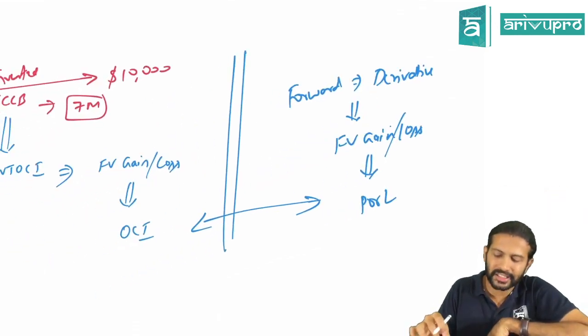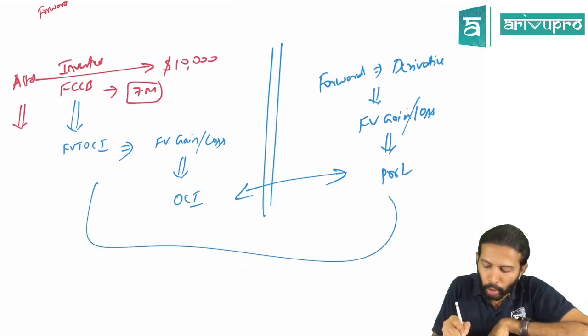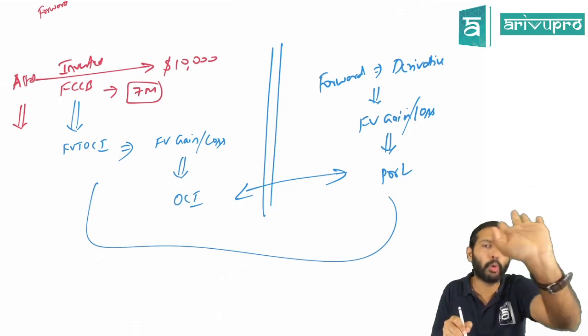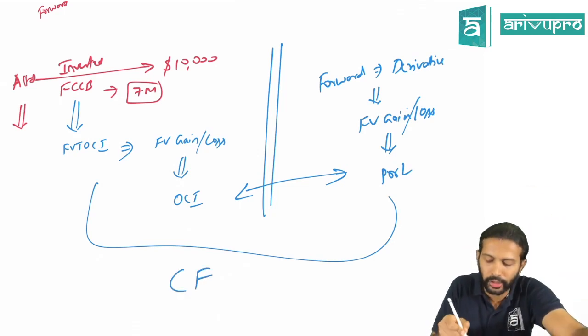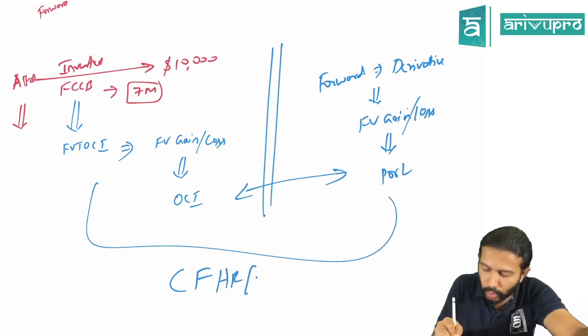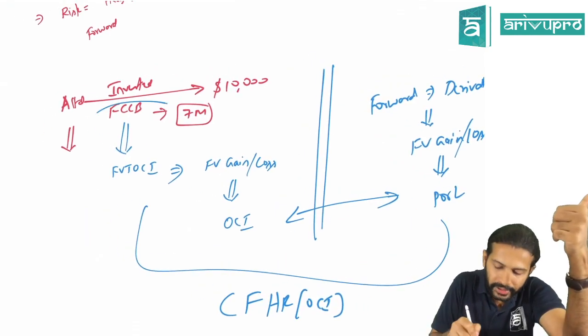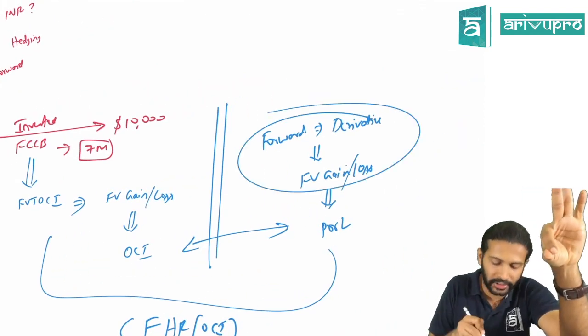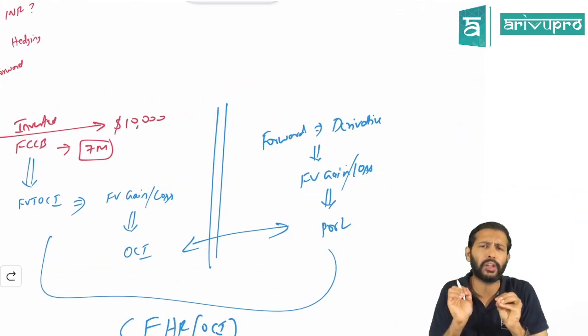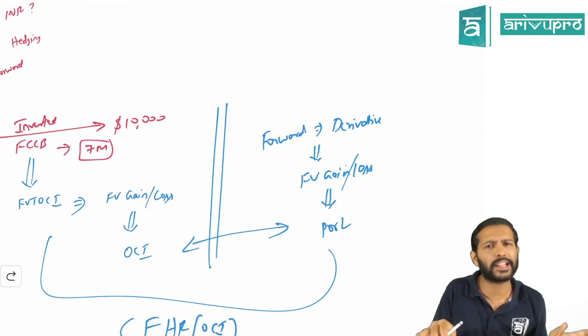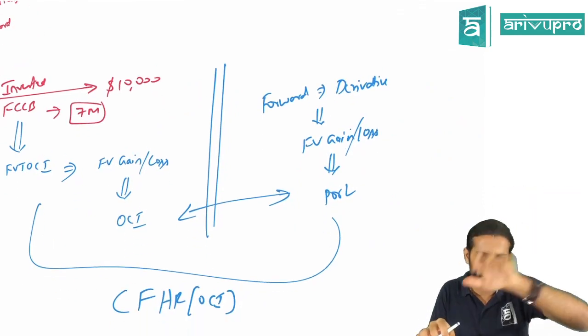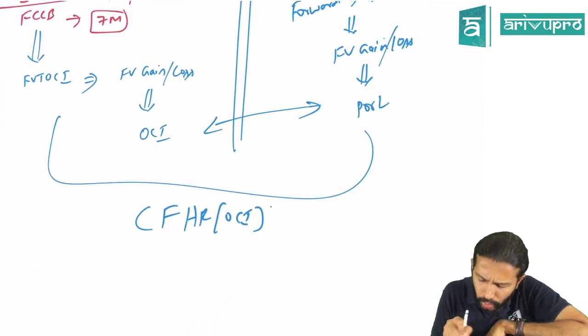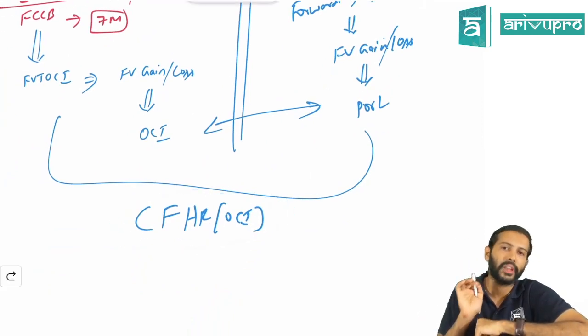Yes. Hence the standard is telling, for both, the fair value gain or loss, don't book it in P&L. Temporarily you book it in cash flow hedge reserve, OCI. Both on hedged item, that is your foreign currency bond, and your hedging instrument, that is derivative. For both, if there is any fair value gain or loss, do not transfer it off to P&L. Temporarily you park it in the account known as cash flow hedge reserve, OCI.